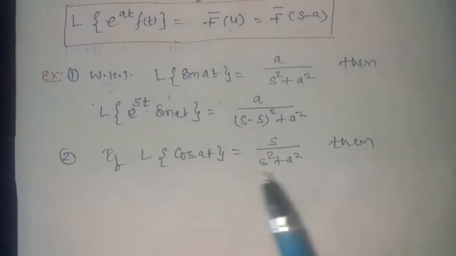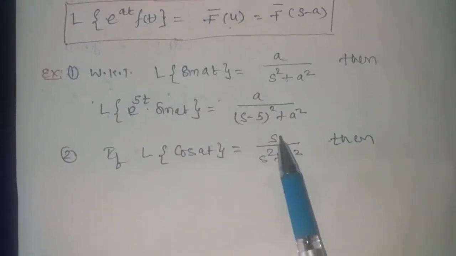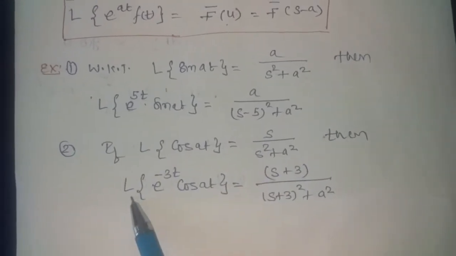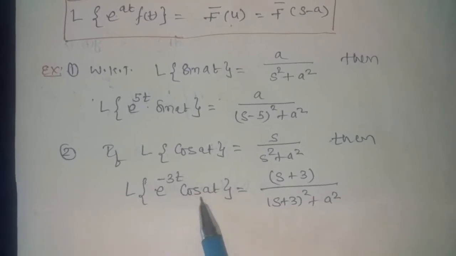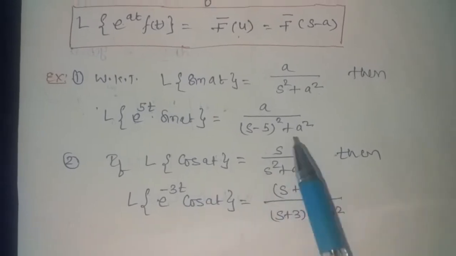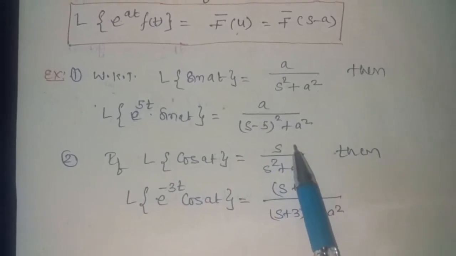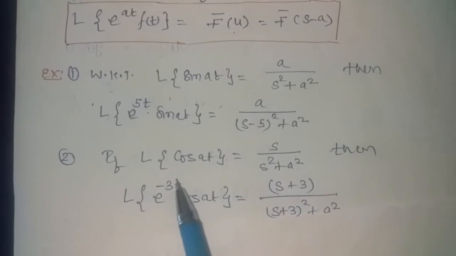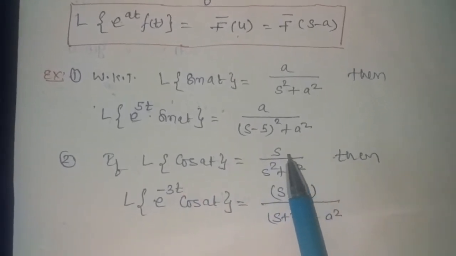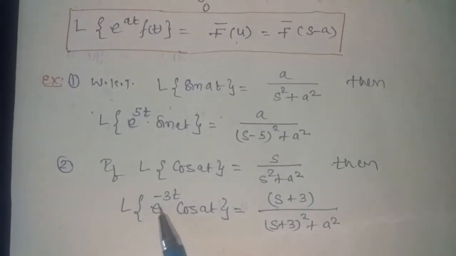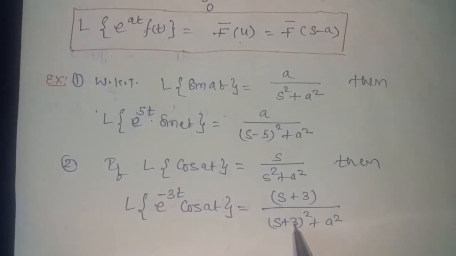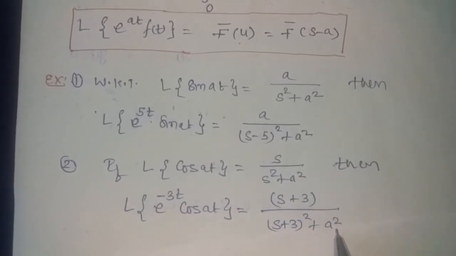Similarly, if the Laplace transform of cos 8t is s upon s square plus 8 square, then Laplace transform of e raised to minus 3t into cos 8t can be obtained by replacing s by s minus a using first shifting theorem. And here the value of a is minus 3, so s minus a becomes s plus 3. So we get the Laplace transform of e raised to minus 3t into cos 8t as s plus 3 upon s plus 3 whole square plus 8 square.